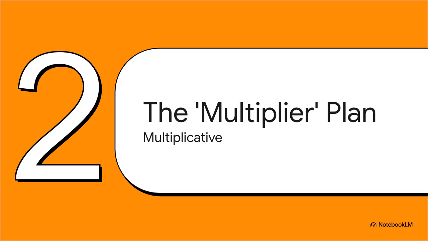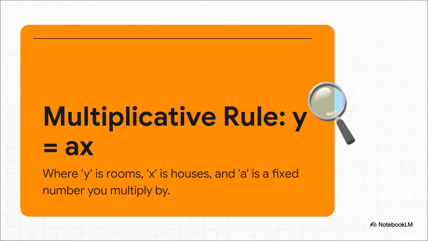Now for Solomon's second option, the multiplier plan. And as you're about to see, this is a whole different ballgame. So the rule for this plan is y equals a times x. Notice that huge difference? We're not adding a fixed number anymore. We are multiplying by it. So every single house you build directly multiplies the number of rooms you get.